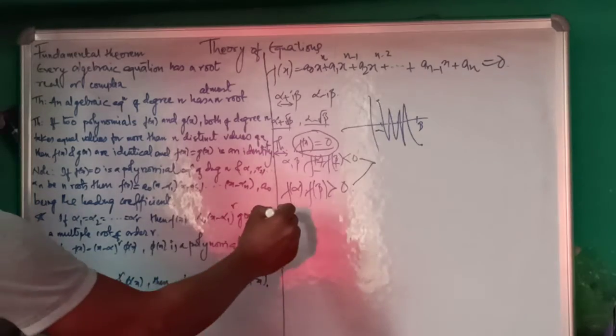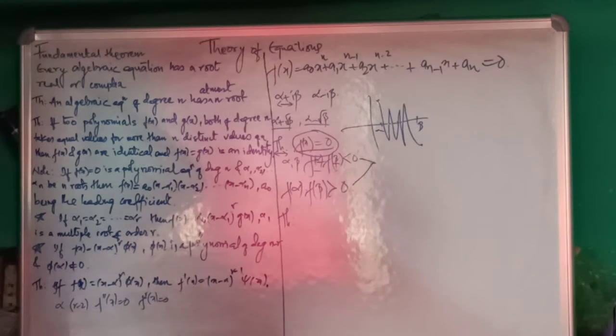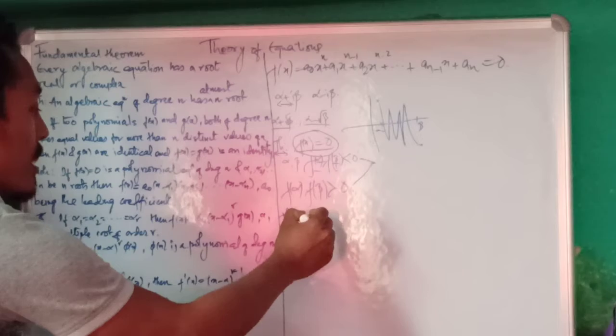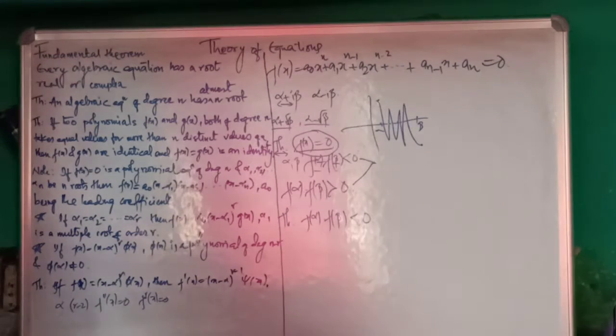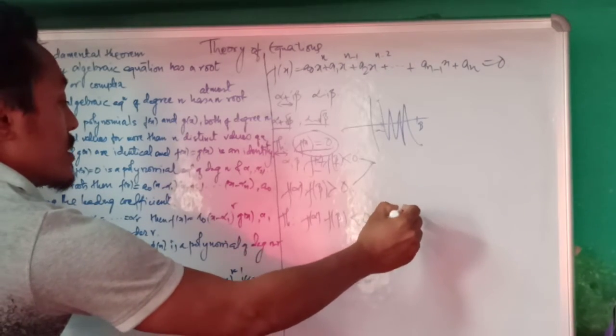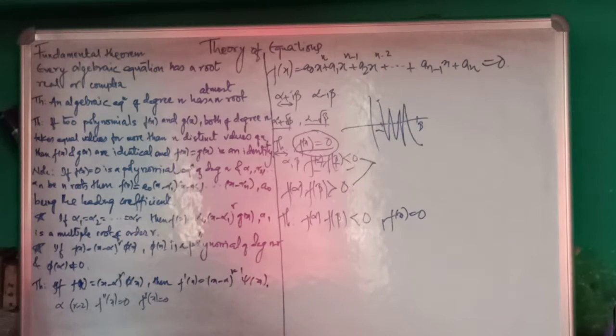Now let f of x equals 0 be an equation, where f of x is a polynomial with real coefficients, and alpha and beta are two distinct real numbers. If f of alpha times f of beta is negative, that is, they are of opposite signs, then the equation f of x equals 0 has at least one real root, but in this case we can say that f of x has an odd number of real roots.